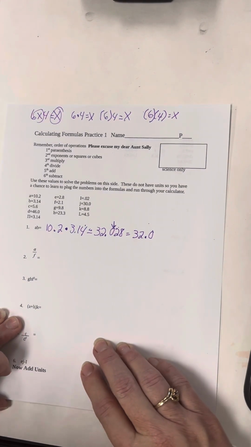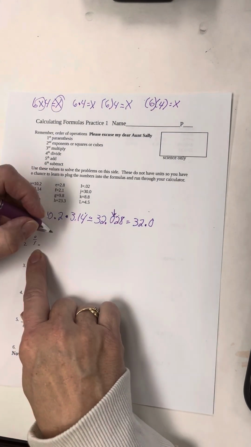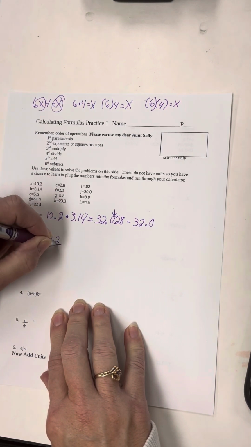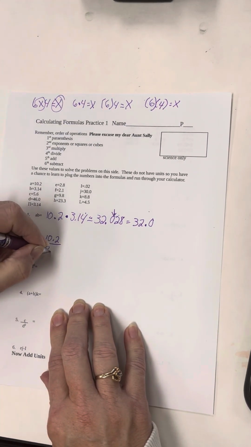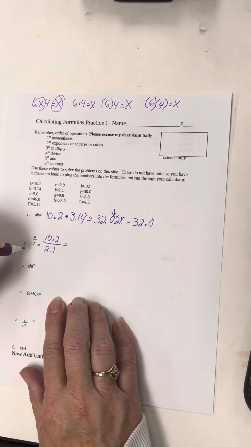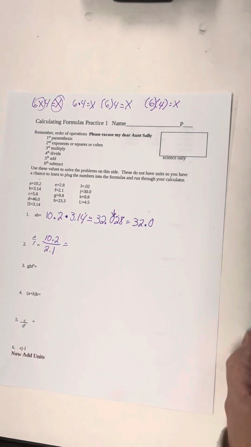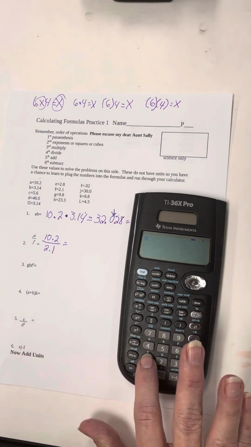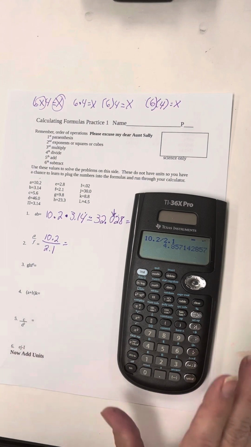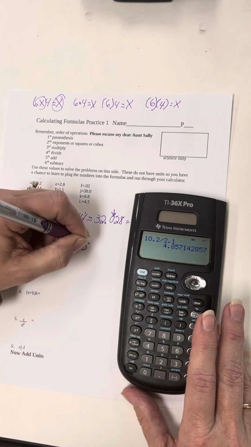All right, the second one is a divide. Notice the formula says it's a fraction. Since the formula says it's a fraction, please write it as a fraction. 10.2 over 2.1. If you're still lost as to where I'm getting these numbers, A is right here, and F is right here. I just literally rewrote this with the correct numbers in it. Then I'll get my calculator, and I'm going to say 10.2 divided by 2.1, and I get a really long answer, which you do not have to write. I'm going to write it just so I can show you how to round it.